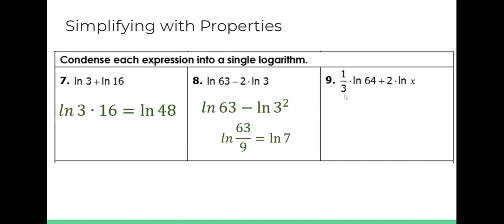Number 9, we have 2 exponents we have to deal with, and we're adding. So that tells me that I'm going to be using the power rule, and I'm also going to be using the product rule. Before I use the product rule, I have to use the power rule. What this 1/3 means is I am going to put 64 to the 1/3 power. Now, if we recall from radicals, that means that 64 to the 1/3 power is the cube root of 64. And this 2 is just going to make this x squared.